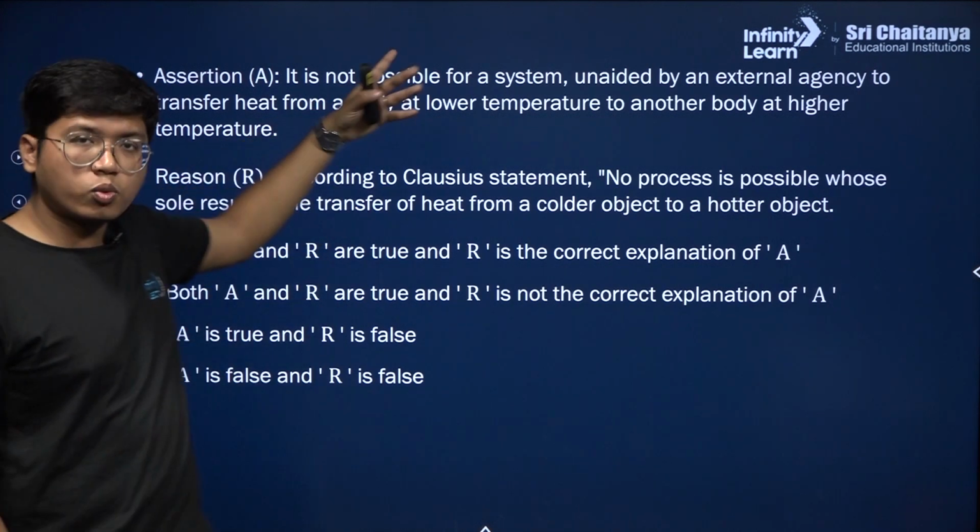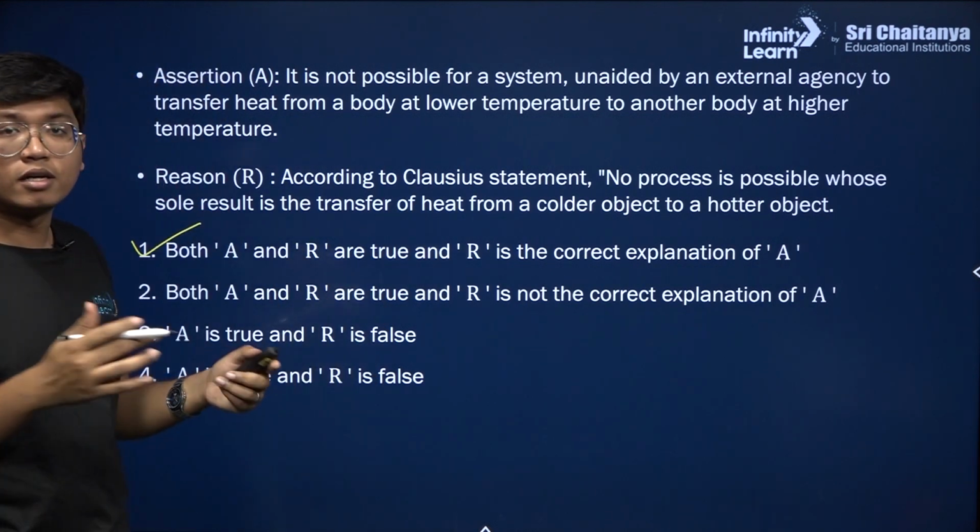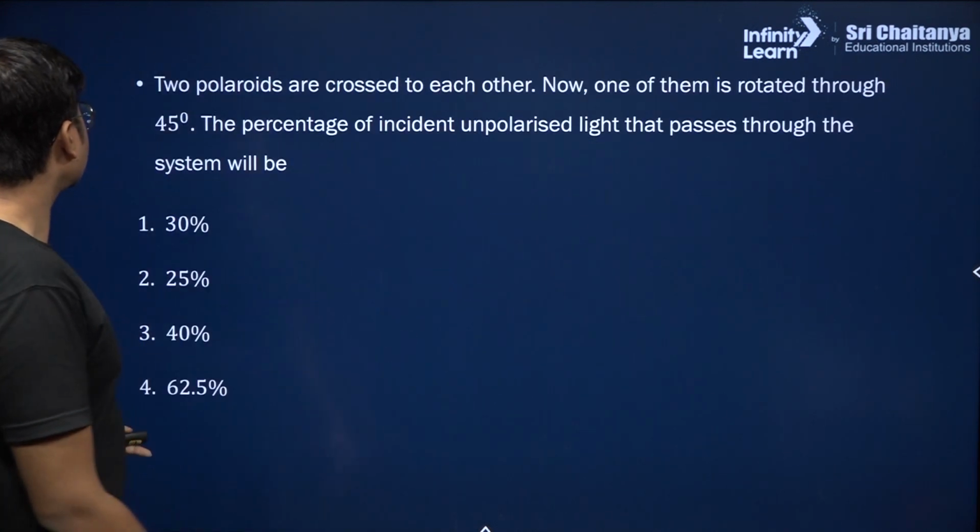So the Clausius statement is what prohibits the creation of a perfect refrigerator by the second law of thermodynamics.